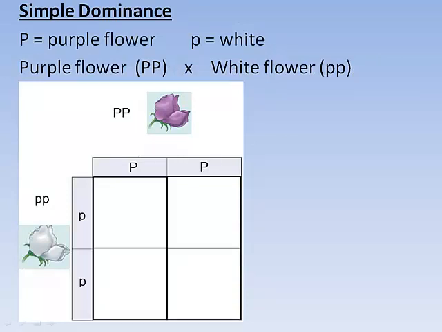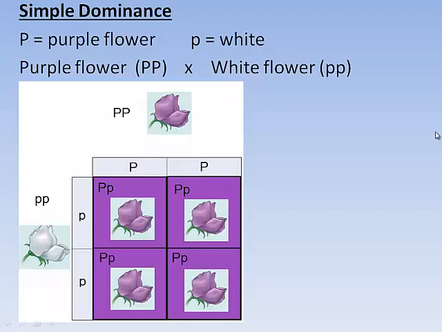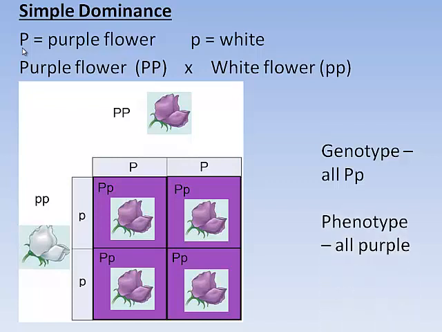And when we do our Punnett square, if we take a homozygous purple flower and a homozygous white flower and we cross them, our Punnett square would look like this, where all the offspring are heterozygous and they're all going to be purple because the purple allele is dominant. That's simple dominance, right? We've done lots and lots of problems like that.